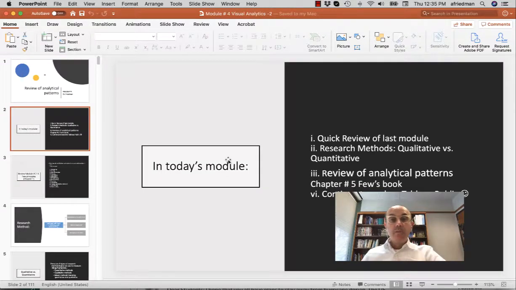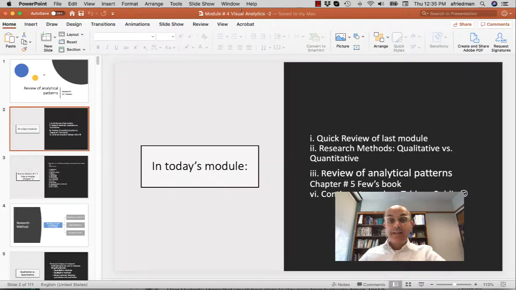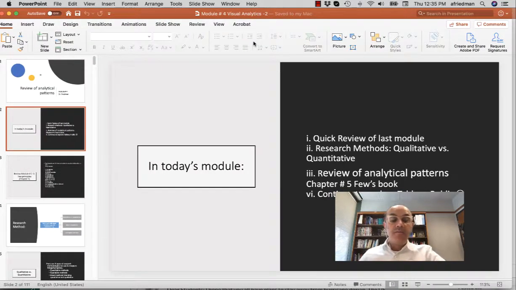In today's module, we are going to talk about a quick review of what we have covered, a quick one, and then we're going to talk about research methods. Why? Because it appears in both the text and the upcoming text. So I want you to have a better understanding.